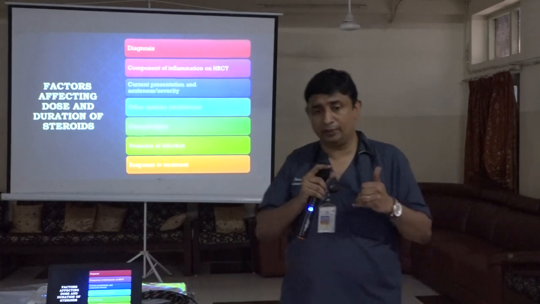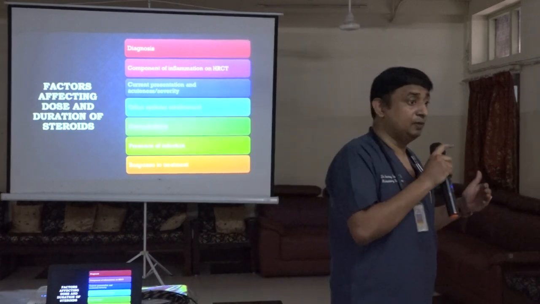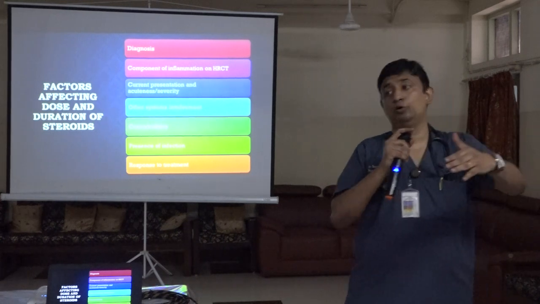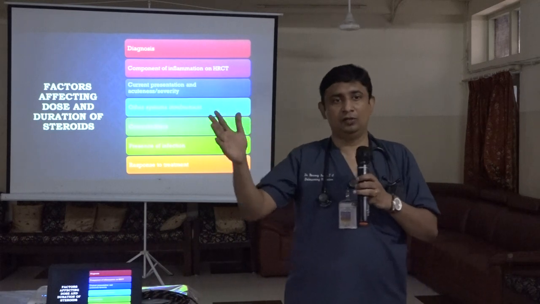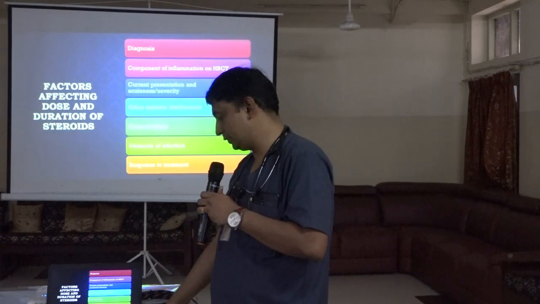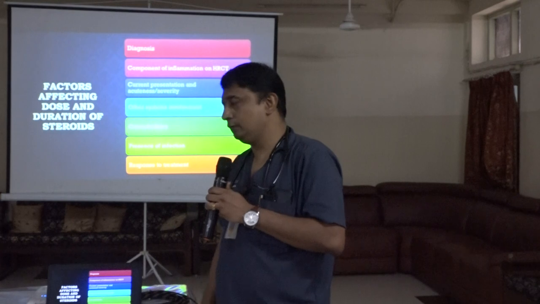And when you follow up patients, the response to treatment will decide how much more steroid to give, how quickly to taper, and how far to go. So response to treatment also decides how much and how long you give.